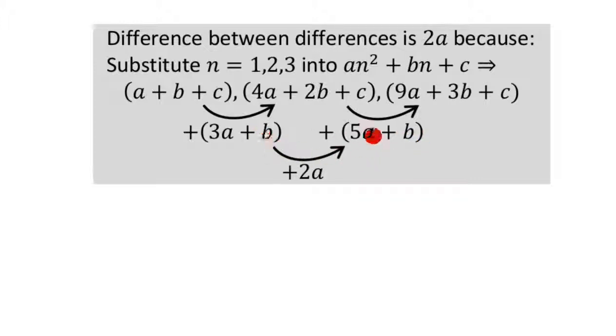Now the difference between these two, you simply do that, take away that, and so 5a take away 3a is 2a, b take away b is nothing. So basically the difference is 2a. And I've just shown you that in a general situation. So the difference between the differences is 2a.